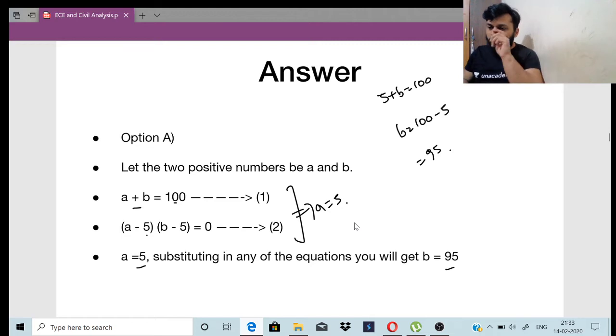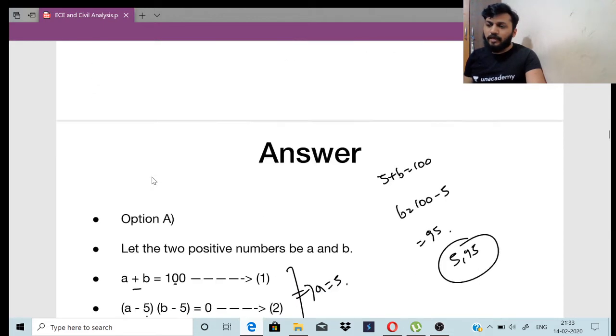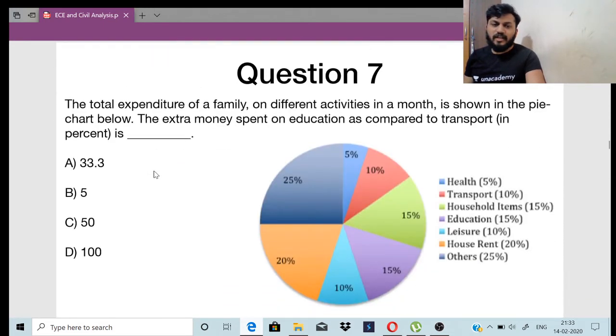उतना ही डिफरेंस है. मैंने A के लिए सॉल्व किया इसलिए मुझे A का आंसर मिला 5. आपने B के लिए किया इसलिए आपको B का आंसर मिला. So the two numbers are 5 and 95. That's it. 5 is not present in the options, so you're going for 95. Yes.